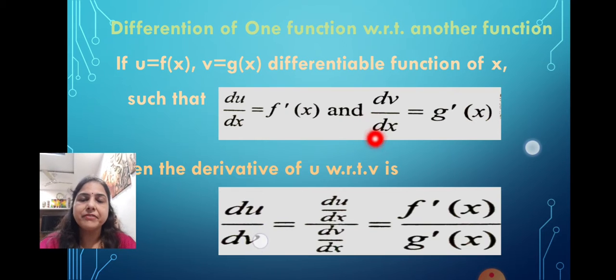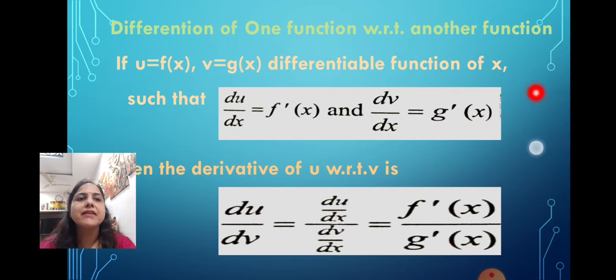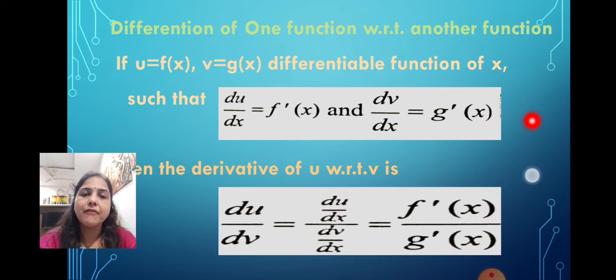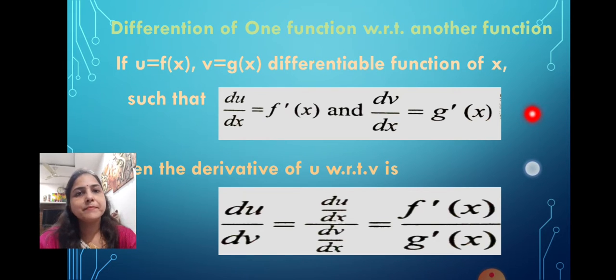Now du by dv is nothing but ratio of du by dx upon dv by dx. Now du by dx is f dash of x and dv by dx is g dash of x. So the formula to find du by dv is du by dx upon dv by dx, that is f dash of x upon g dash of x. This we have to use for solving the problems. Okay. Now we see actual problems of differentiation of one function with respect to another function.